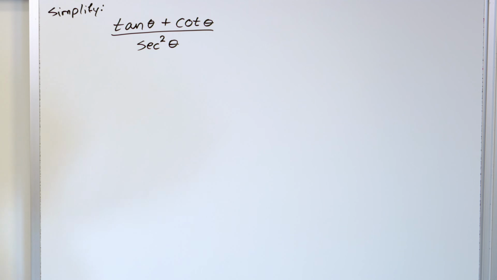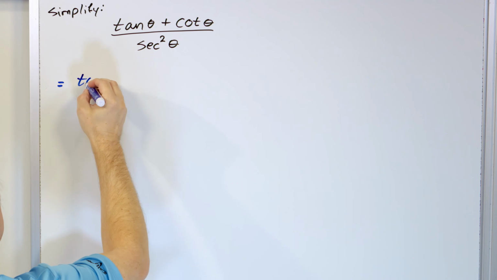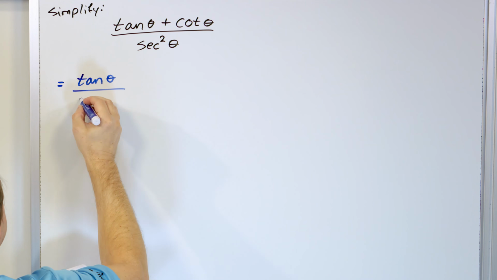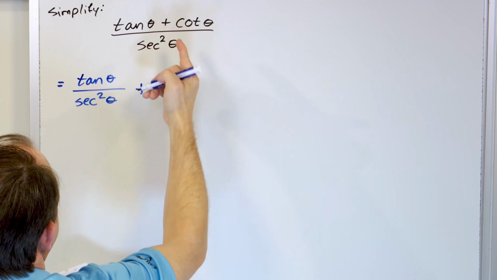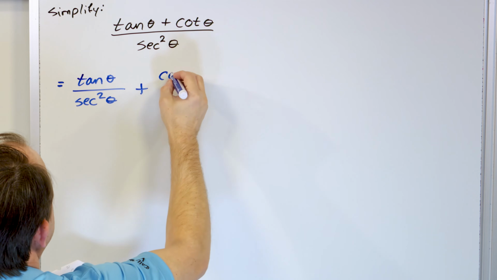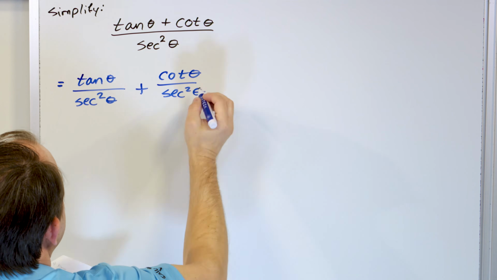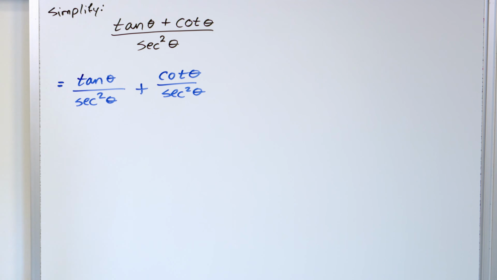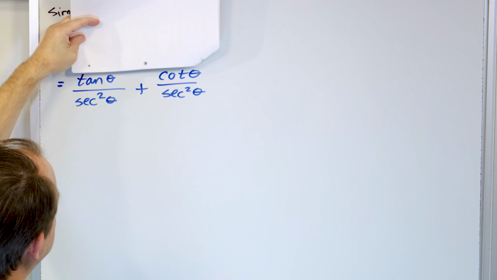So how would you break this thing apart? This would be equal to tangent of theta divided by the secant squared of theta, plus, the plus sign because of the plus here. If it was a minus, you'd have a minus here. And then cotangent of theta over secant squared of theta. Now, you might say, well, how does he know this? Well, if instead I gave you this and I said, hey, here are 2 fractions, add them together, what would you do?